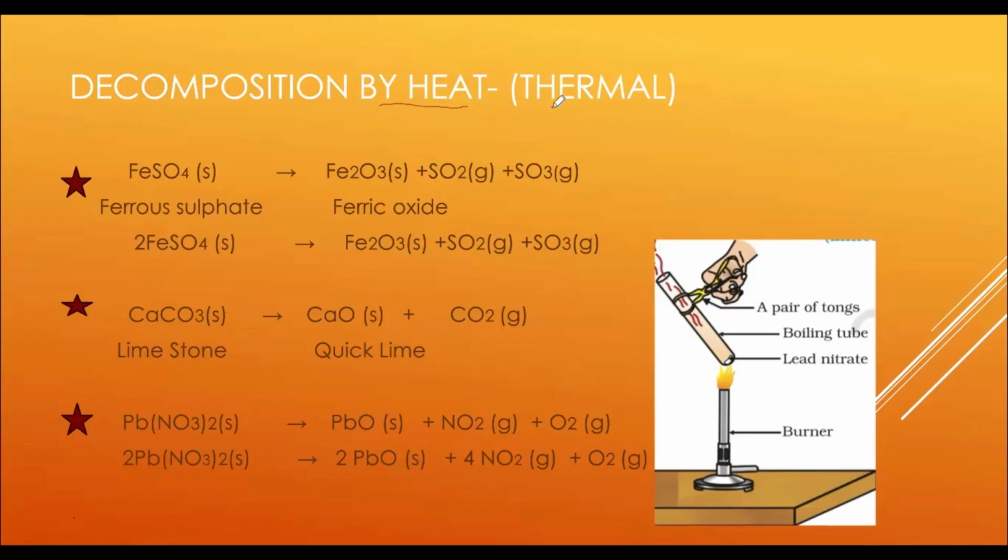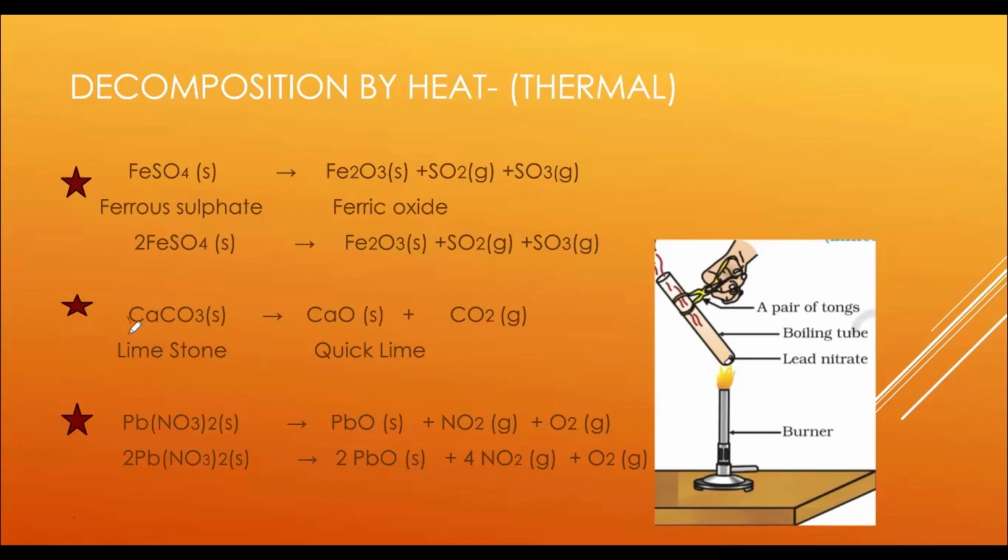Decomposition by heat is known as thermal decomposition. Here is an example of heating of ferrous sulfate. When ferrous sulfate is heated, it decomposes into ferric oxide, sulfur dioxide, and sulfur trioxide. Here the single reactant ferrous sulfate breaks down into three products: ferric oxide, sulfur dioxide, and sulfur trioxide. This is the balanced chemical equation for this reaction.